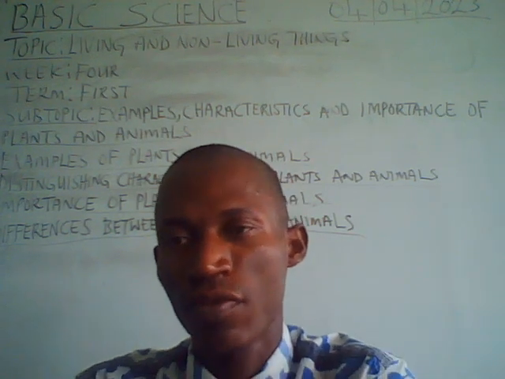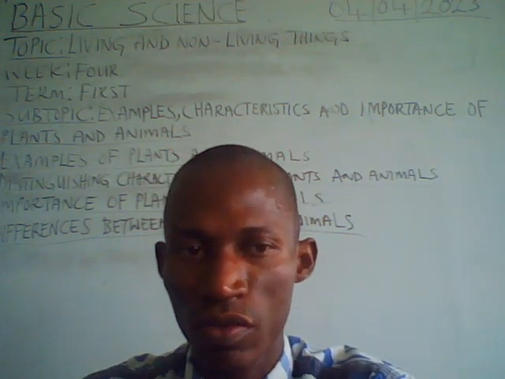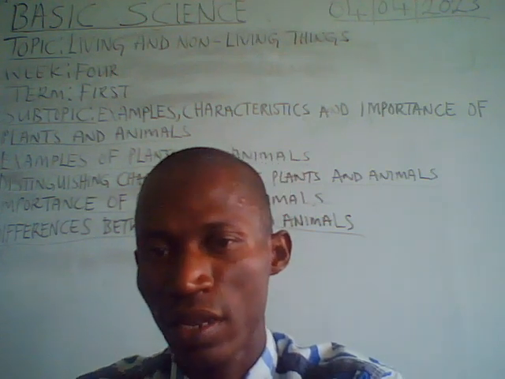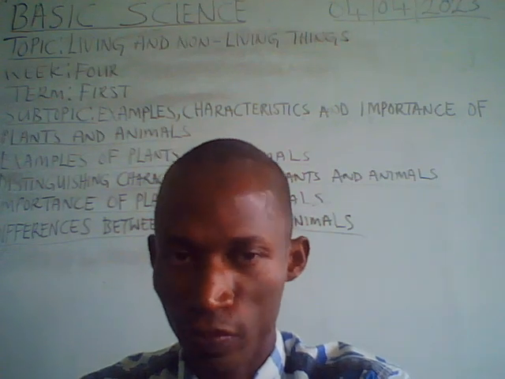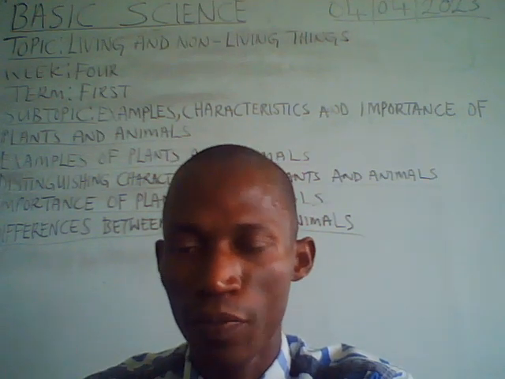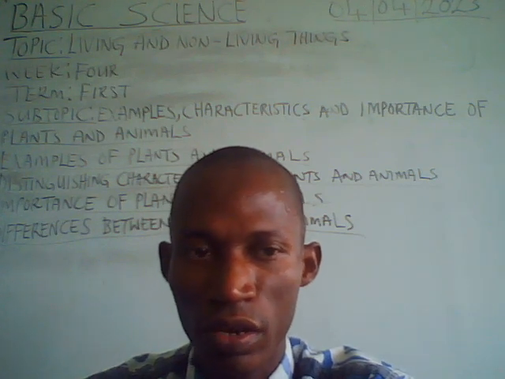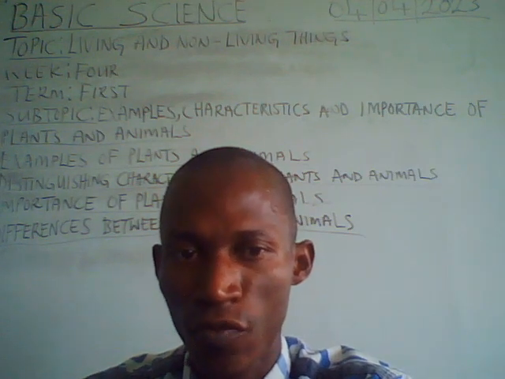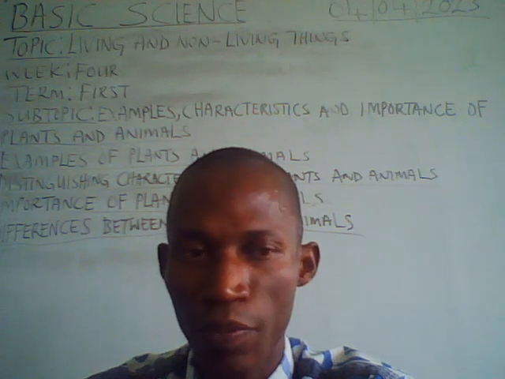Now, what are the differences between plants and animals? What are the distinguishing differences you see between plants and animals? In a tabular form, we can see the plant and the animal. The first one: plants prepare their own food. Animals depend on plants directly or indirectly for their food. The second is that plants do not move from place to place, whereas animals move from place to place in search of food. The third is that plants have stomata for exchange of air.